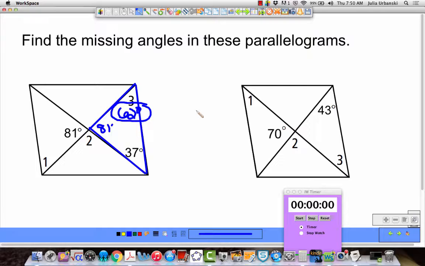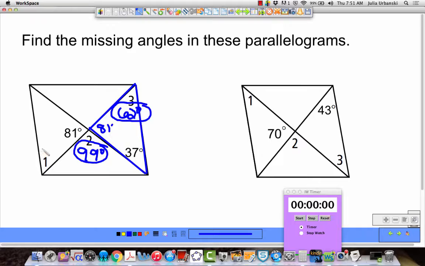I say that number 2 is pretty easy to find. Does anybody see the way? Help me to figure out angle 2. 180 minus 81. That's a linear pair. Right here is a linear pair as well. So do 180 minus 81. Tell me what you get. 99? So angle 2 would be 99 degrees.